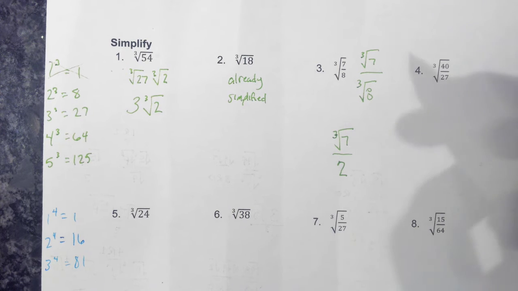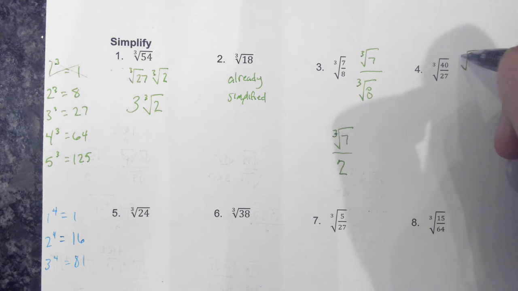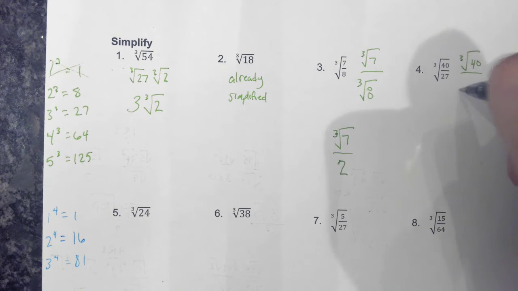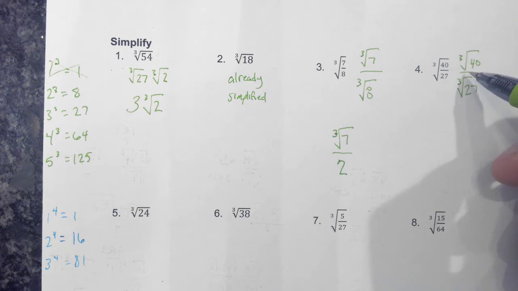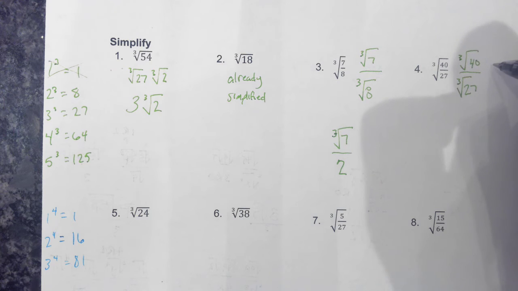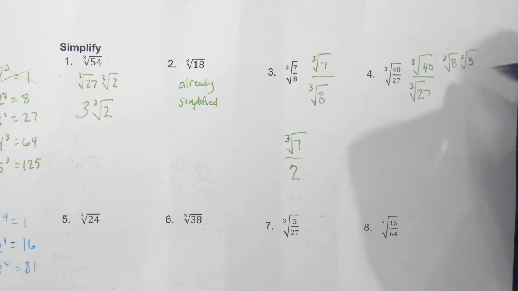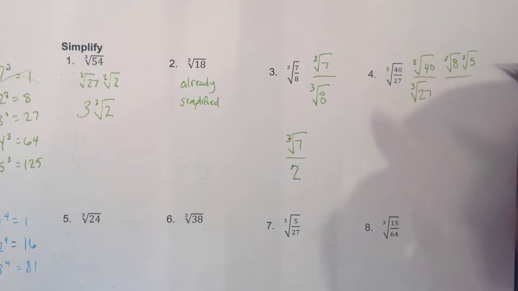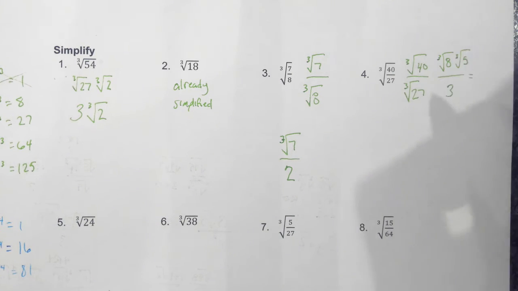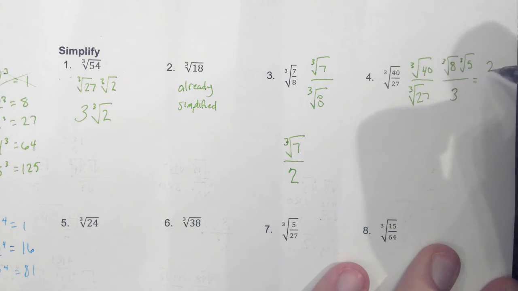Number 4, again, separated into the 2 pieces. Cube root of 40 on top, cube root of 27 on bottom. What perfect cube divides 40? 8 does. So it's going to be the cube root of 8 times the cube root of 5, because 8 times 5 is 40. And then the cube root of 27, 27 is a perfect cube, it's 3. What's the cube root of 8? 2. And then the cube root of 5 does not simplify, so it tags along, all over 3.